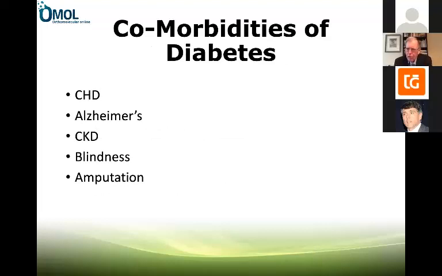And here are some of the comorbidities that come after you develop diabetes. If you develop diabetes, you are 4 times more likely to develop heart disease. You are twice as likely to develop Alzheimer's. Likewise, more likely to develop chronic kidney disease. And diabetes is a primary cause of blindness and amputation. It's because of all these comorbidities that you have this exceptionally high cost of diabetes.